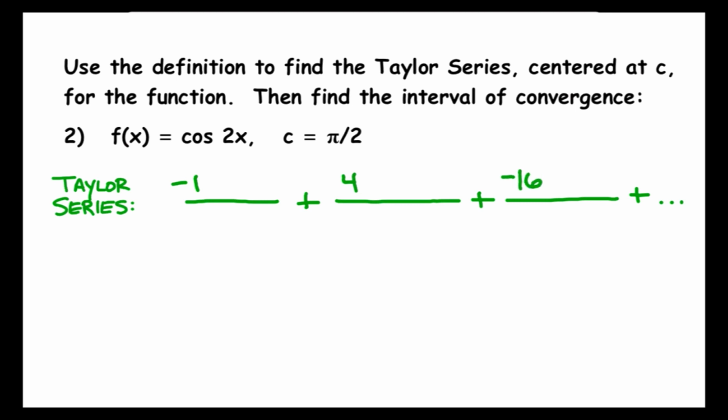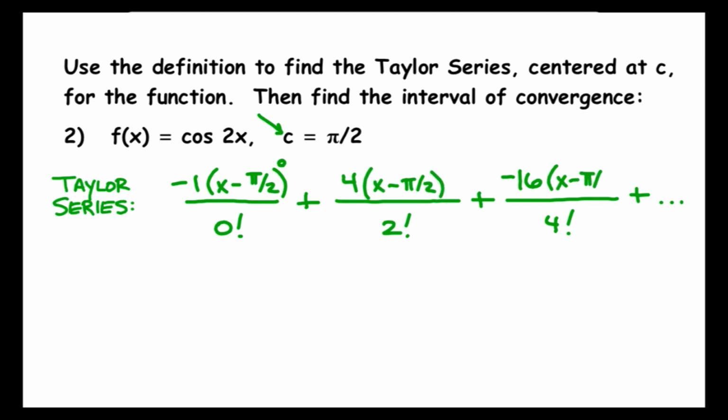Now remember, these are only even powers, so 0 factorial, 2 factorial, 4 factorial, and so forth. Again, it's centered at c, which is pi over 2, so it's not just x, it's x minus pi over 2 for each of these. This is to the 0 power, which is completely unnecessary, but I'm going to write it anyway so you can see the form. And the other x minus pi over 2's are here as well. And their powers match the factorials, so 2 and 4. And that just keeps going forever. So that's the Taylor series.